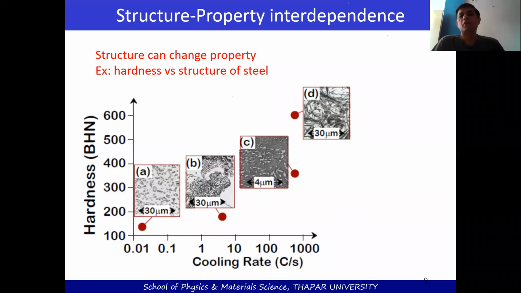My overall point is, if you alter the processing condition, it alters the structure, and if you alter the structure of the material, you can tune the property of the material. In this case, I have shown how you can tune the hardness of the same steel from 100 to 600 on the BHN scale.